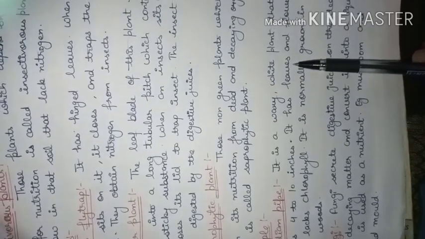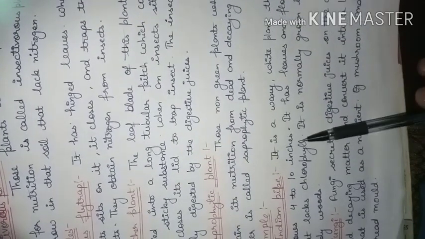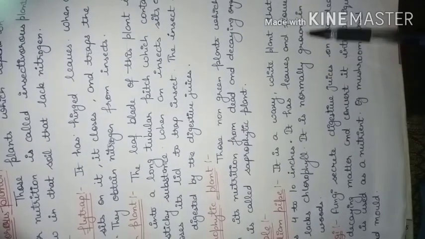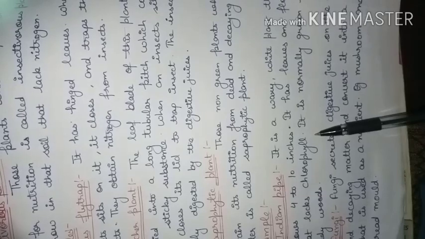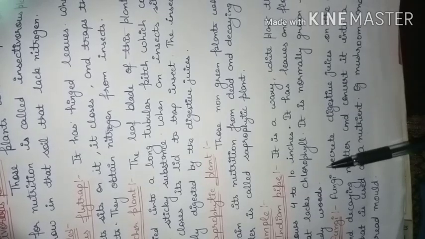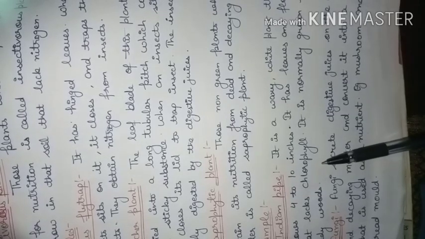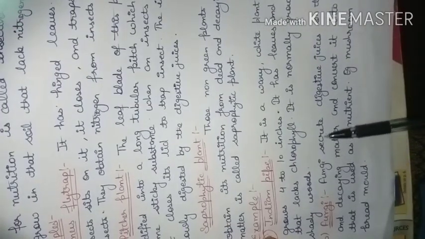So it has leaf and flower which lack chlorophyll. It is normally grown in the shady woods, meaning under the shade of tall trees, or they are found in the bottom layer of the forest. Okay, now next one is fungi.